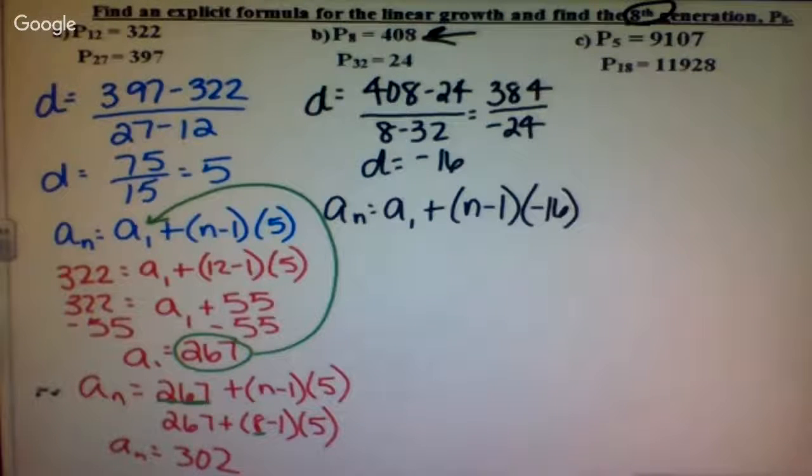In order to finish my explicit formula, I need to find A sub 1. Which point would you like to plug in this time? 24. Yeah, and the 32. Okay. So A sub n is 24, because that's your y value, equals A sub 1 plus 32 minus 1 times negative 16.